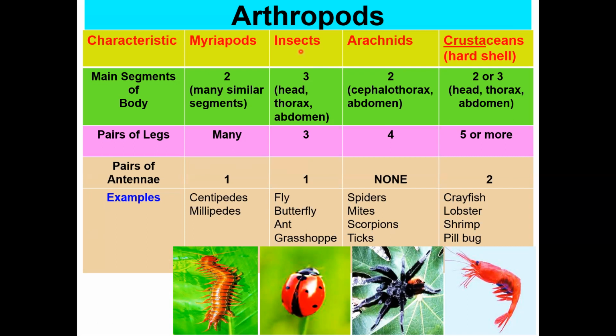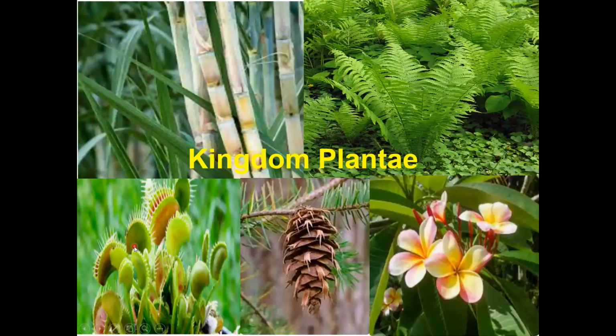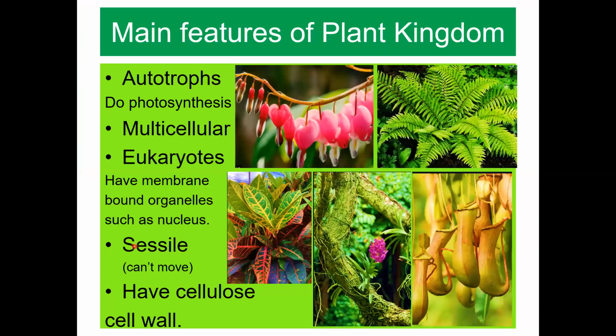compound eyes. compound eye होती है कि उसके अंदर multiple eyes होती हैं. So that is the main feature of the insects. Okay. Next देखते हैं जी kingdom plantae. That is a very beautiful colorful slide. Okay, what are the main features?